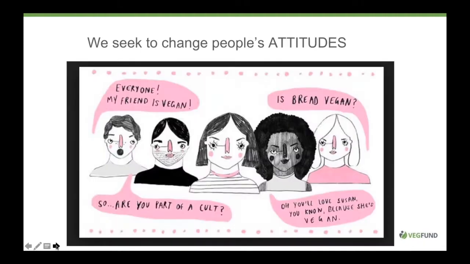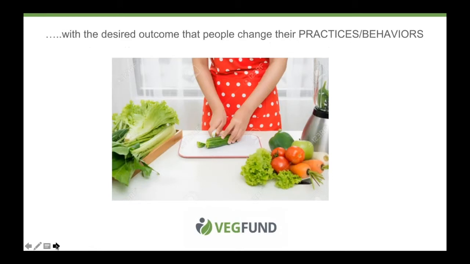And then, of course, we're trying to change people's attitudes, right? Like, are you a part of a cult? That is something that really resonates with me. I mean, people don't even understand the definition of vegan. They think that veganism is a very strange concept. So, you know, we're trying to change knowledge. We're trying to change attitudes. And we're trying to change practices and behaviors of people that are embedded.